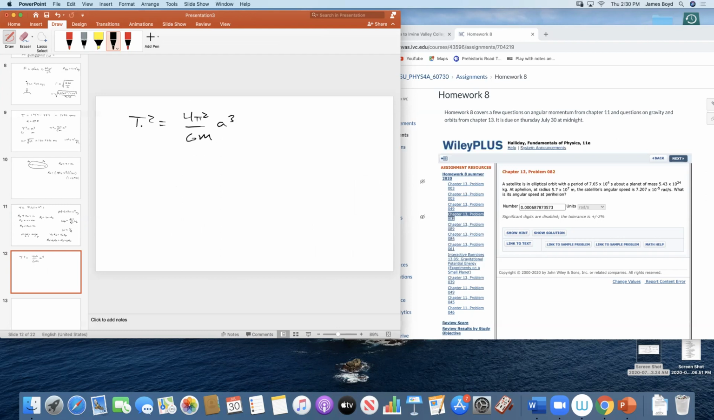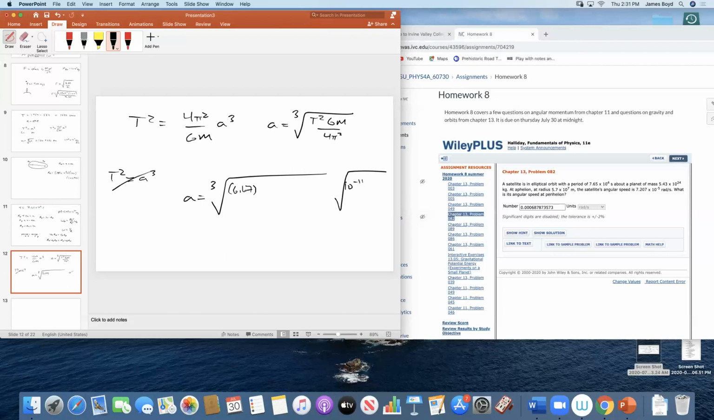I cannot use the version of T squared equals A cubed, where T is in Earth years and A is in AU, because we're not in our solar system. Can't use that there. I want to find A. So A is the third root of T squared times G times M over 4 pi squared. Now T they gave me. So A is, keep in mind this is the third root, I'm going to do something a little weird here. 6.67, I'm doing G first, 10 to the minus 11, third root.